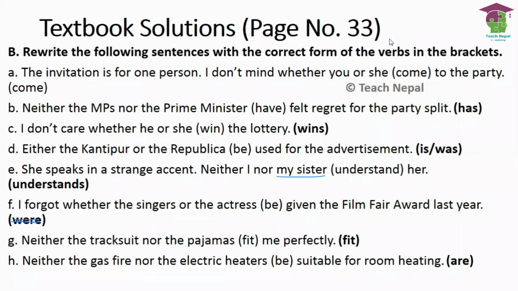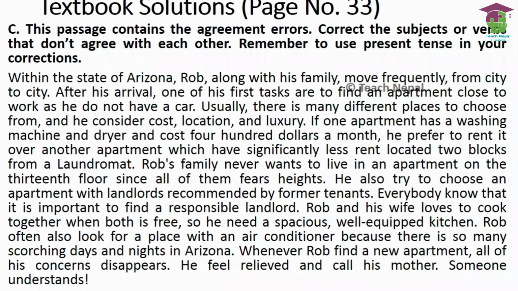Now here, next exercise in page number 33, you have been given a passage, right, and you have to punctuate it. The passage contains subject verb agreement errors, right. So correct the subjects or verbs that don't agree with each other. Remember to use past tense in your correction. You need to use the past tense there. Do you see some mistakes there?